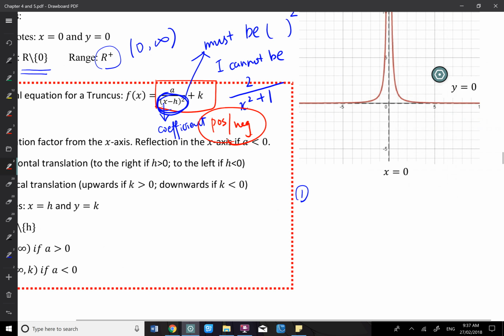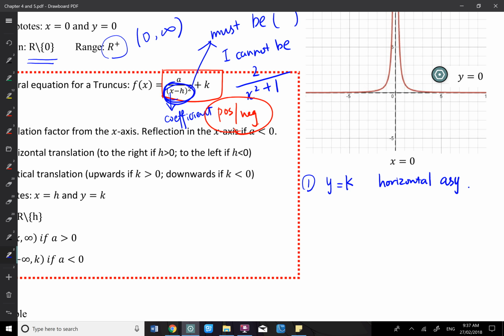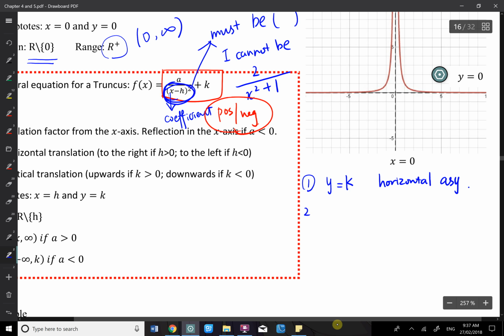Okay, so the first step will be y equals k, which will be the horizontal asymptote without doubt. y equals k, you don't need to look at any other thing. That will be the horizontal asymptote. Second one will be to solve denominator equals 0, same as hyperbola.